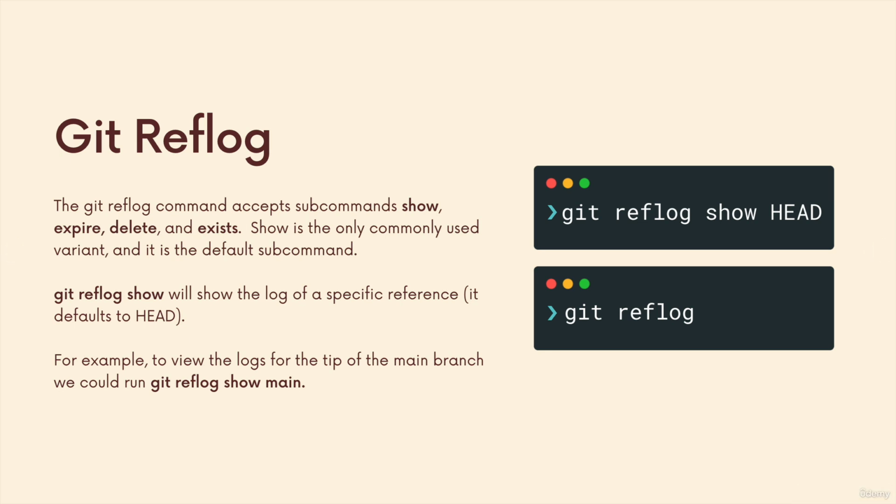And the show subcommand is pretty straightforward. We pass a reference, head, or a branch tip, or a remote branch, and then we will see a log. We'll see a printed version of the stored reflog. So I'll show you that. Let's do git reflog show head.